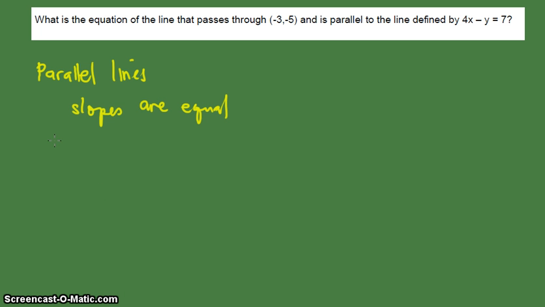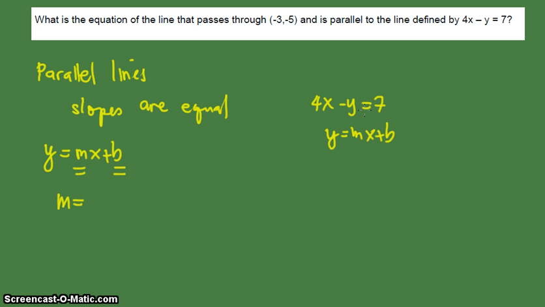Okay, so if we're looking for the equation of the line, take note that the line will take the form y equals mx plus b. So we need to find what is m and what is b. To find m, since the line that we need is parallel to 4x minus y equals 7, whatever the slope of 4x minus y equals 7 should be the slope of the line that we need. So we need to transform this into y equals mx plus b to identify the slope.